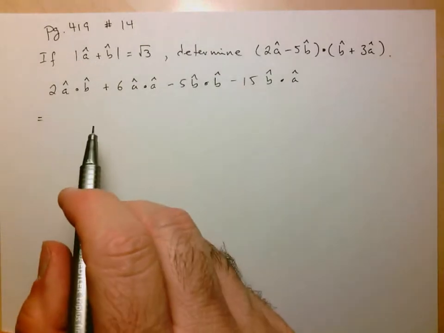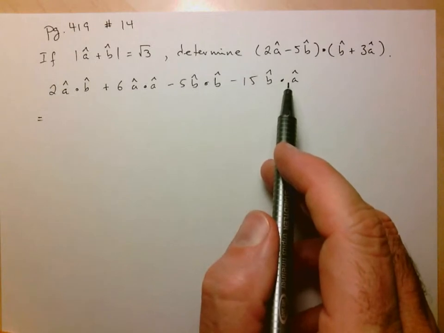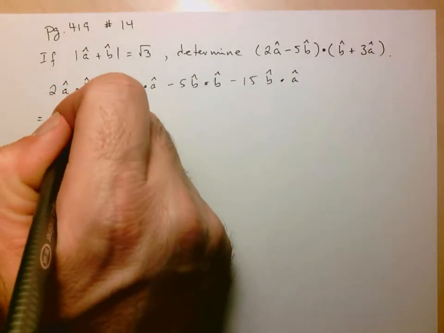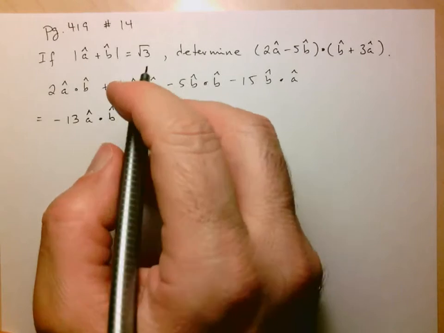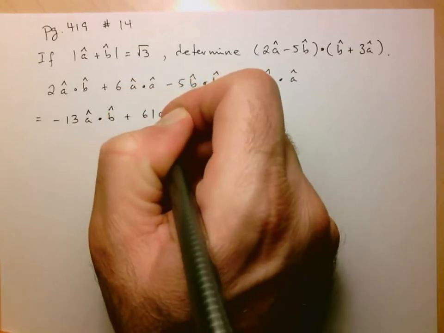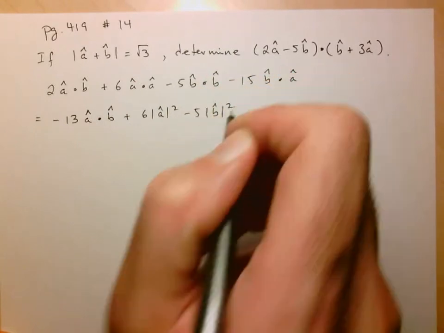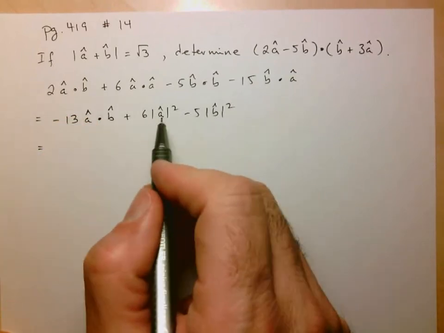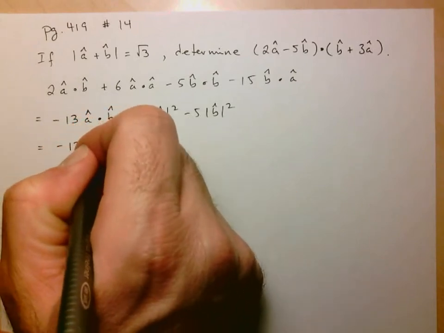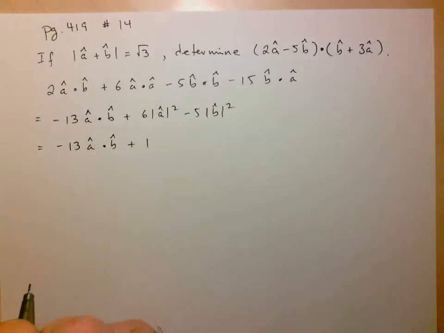Okay, so now a couple of things here. First of all, we know that the dot product is commutative, so a dot b and b dot a have the same value, so this can just be written as negative 13a dot b. And we know that a vector dotted with itself is just the magnitude of that vector squared. Same thing here, 5 times magnitude of b squared. A and b are both unit vectors, so these expressions are both equal to 1, so we just have 6 minus 5. So you have negative 13a dot b plus 1. And that's about as far as we can go, knowing what we know about these vectors.